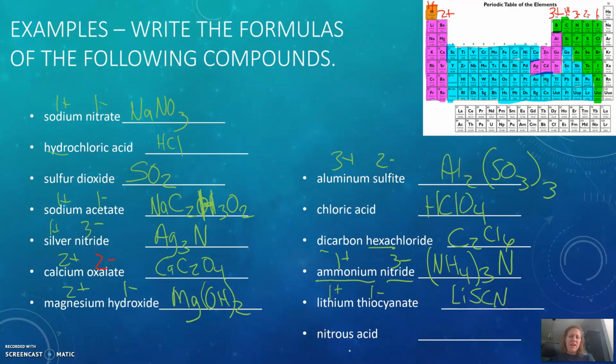I don't even think I put oxalate or thiocyanate. It's not like those are common. Those are definitely not going to be on the quiz. Nitrous acid was nitrite. That's a 1 minus, so it's HNO2. So there you go. That's just a bajillion examples.